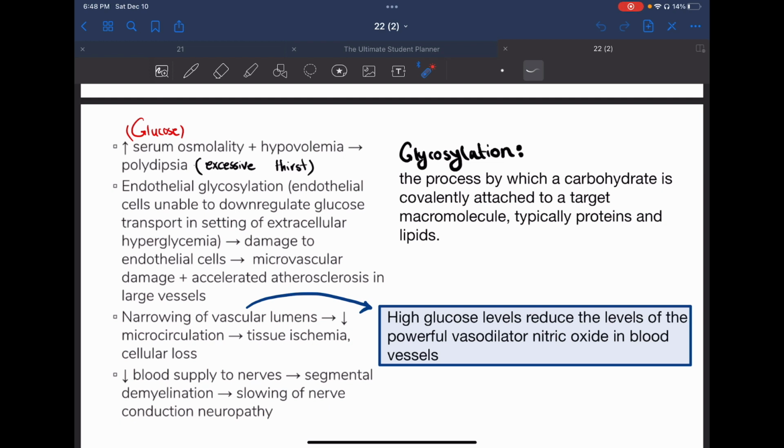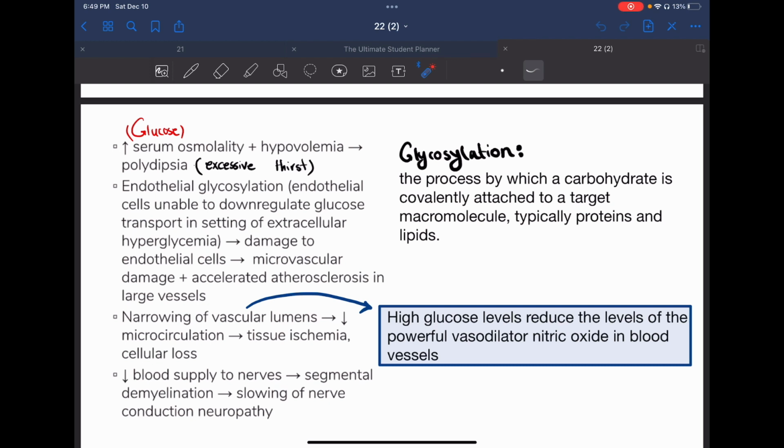Another thing that happens is endothelial glycosylation, which means the endothelial cells are getting damaged because they are transporting a lot of glucose, since a lot of glucose is in the blood. They are transporting a lot of glucose across the blood vessel, and that makes the endothelial cells undergo glycosylation, which means the glucose or carbohydrate is covalently attached to macromolecules like proteins and lipids. So that destroys the endothelial cells. And when this happens, we have microvascular damage, and it accelerates atherosclerosis in large vessels.